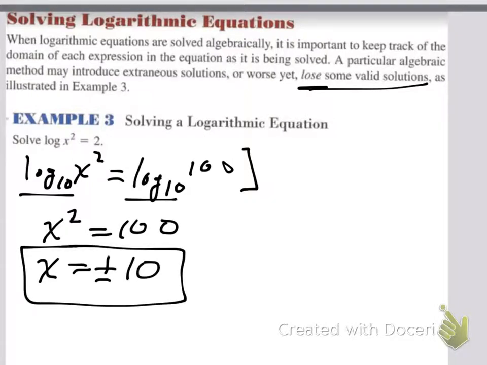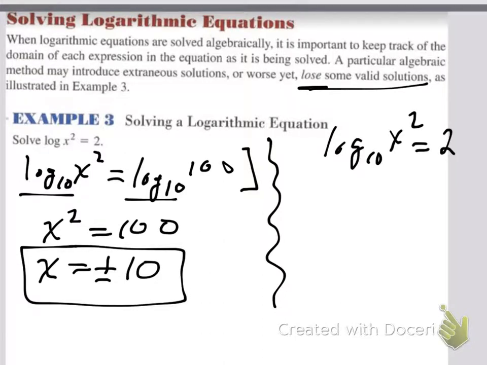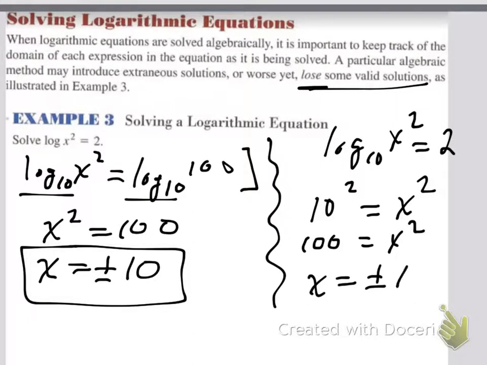Alright. Another way I can do this is to change the equation from logarithmic to exponential form. This is probably the easiest of the two methods, so we're going to have log base 10 of x squared equaling 2. So 10 raised to the second power is going to equal x squared. So 100 equals x squared. So x equals plus or minus 10. Okay?